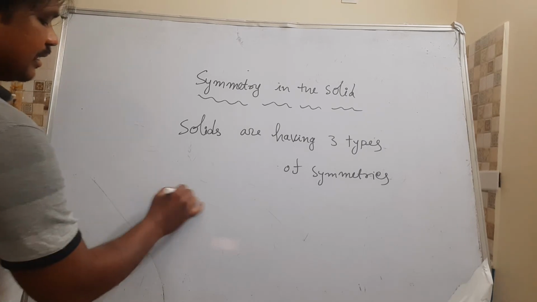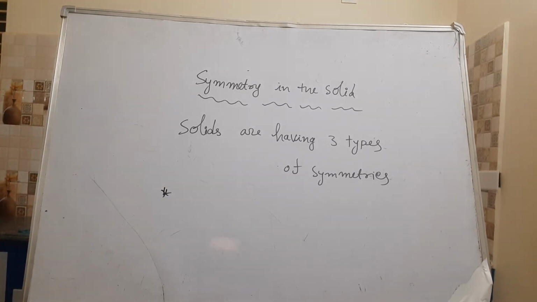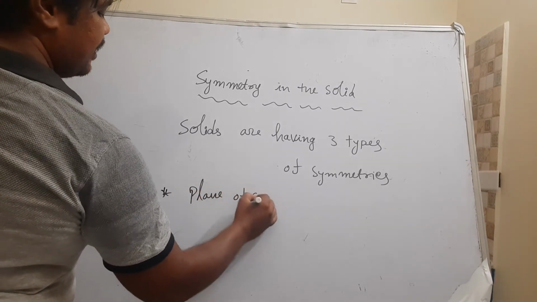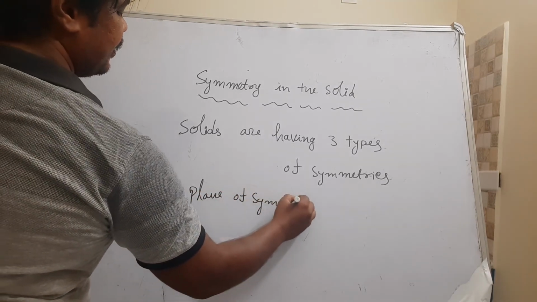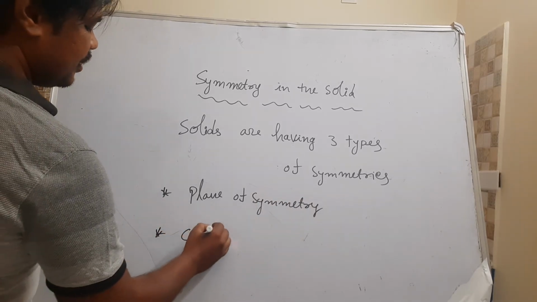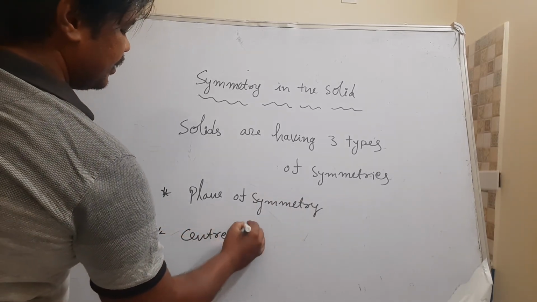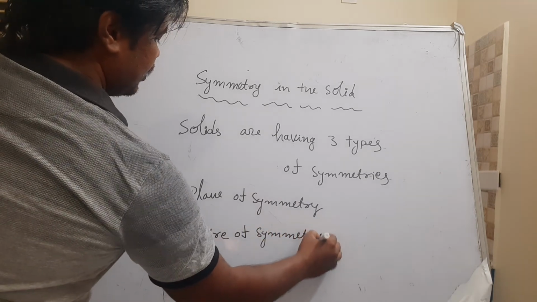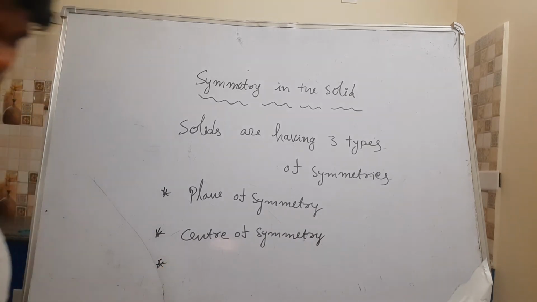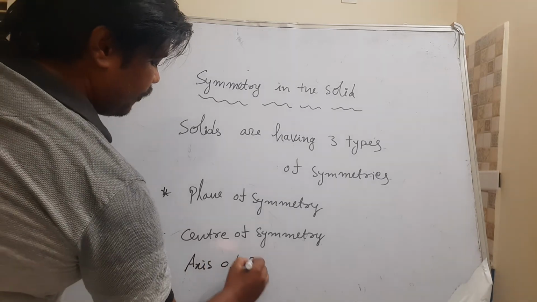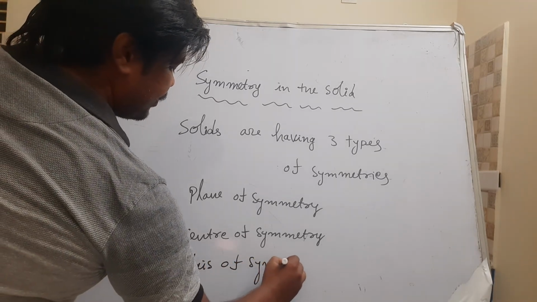First one is plane of symmetry. Second one is center of symmetry. And the third one is what? Axis of symmetry.